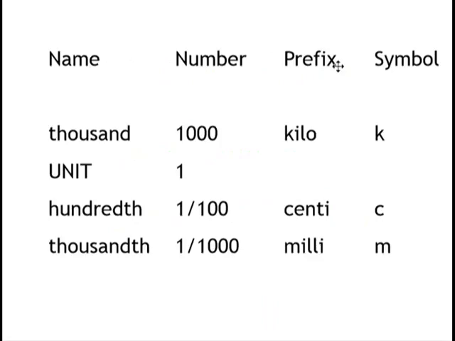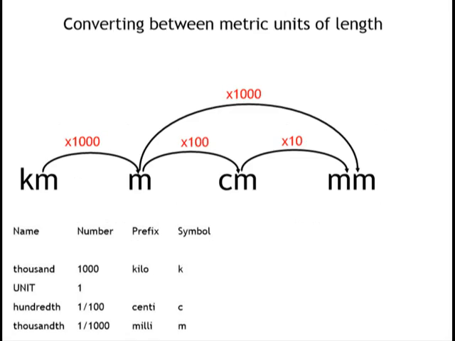So in the last video, we learnt the meaning of the prefixes kilo, centi and milli. Kilo meant 1,000, centi meant 1/100 and milli meant 1/1000. So I've put that information into a conversion chart. This one's for metric units of length.